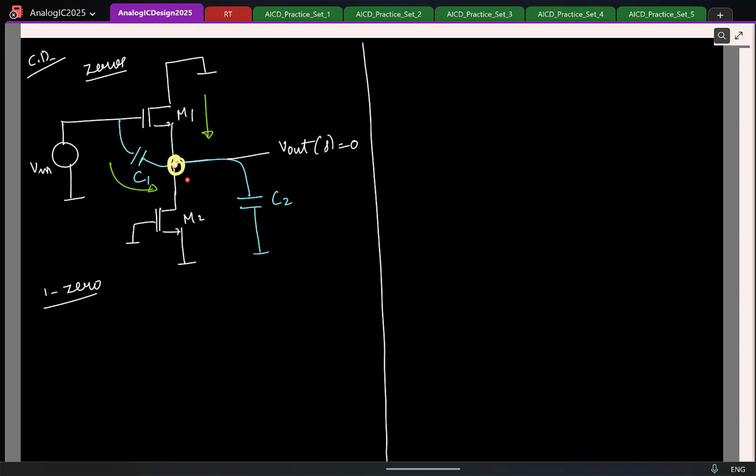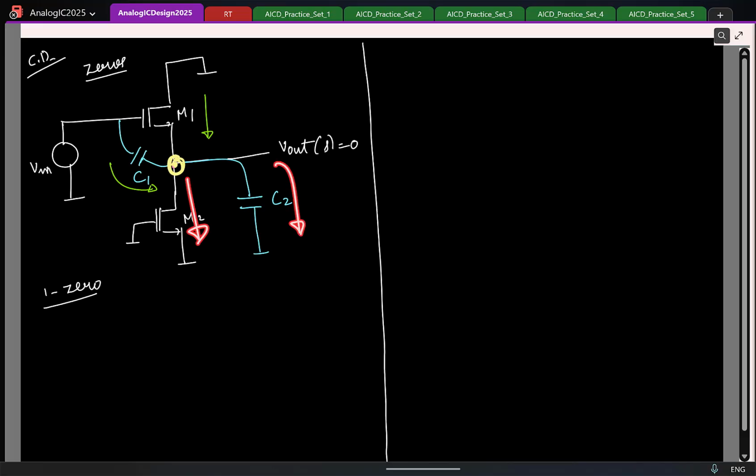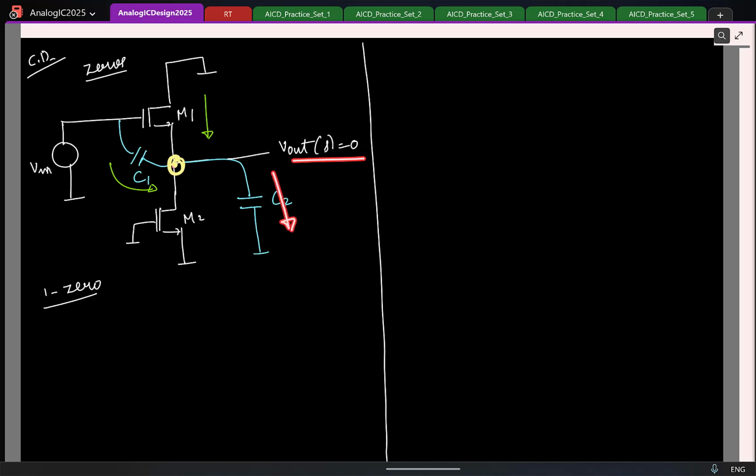So what can you say about the currents flowing in M2 and C2? V out of S is 0. What can you say about the current here? So I'll just look at the currents in these two branches. What is the small signal current flowing through M1? gm1 times V in of S. And what can you say about r0 of M1? Do you think that is relevant or not relevant? Why? Yeah, r0 is connected between the drain, which is small signal ground, and the source, that is also assumed to be ground. So r0 will not contribute to anything. So this is the current through M1.